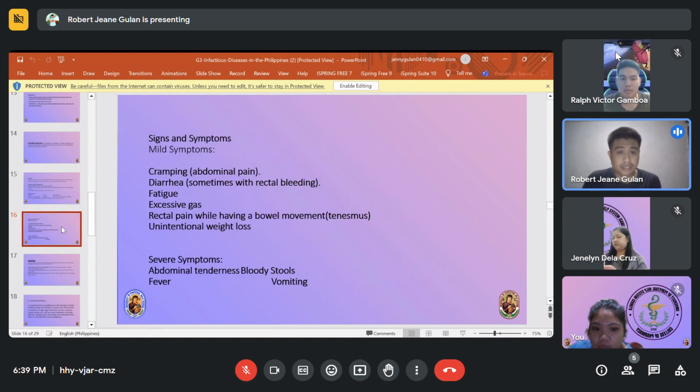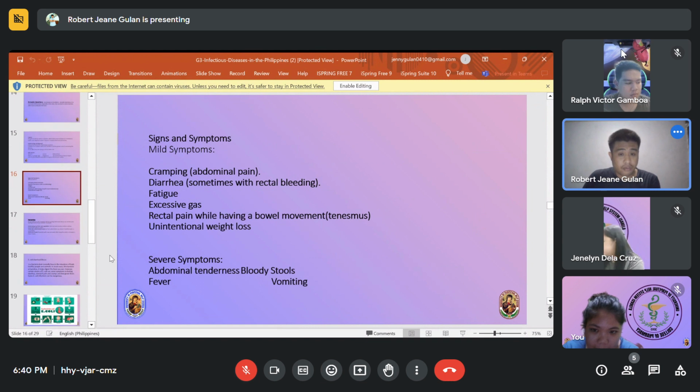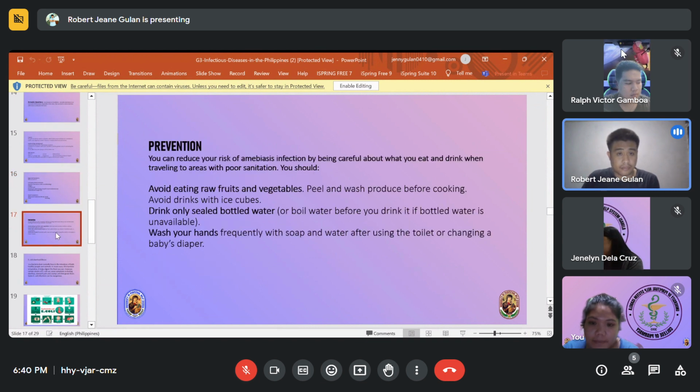Signs and symptoms. Mild symptoms: first one is cramping or abdominal pain, diarrhea sometimes with rectal bleeding, fatigue, excessive gas, rectal pain while having a bowel movement, unintentional weight loss. Severe symptoms: abdominal tenderness, bloody stools, fever, and vomiting.